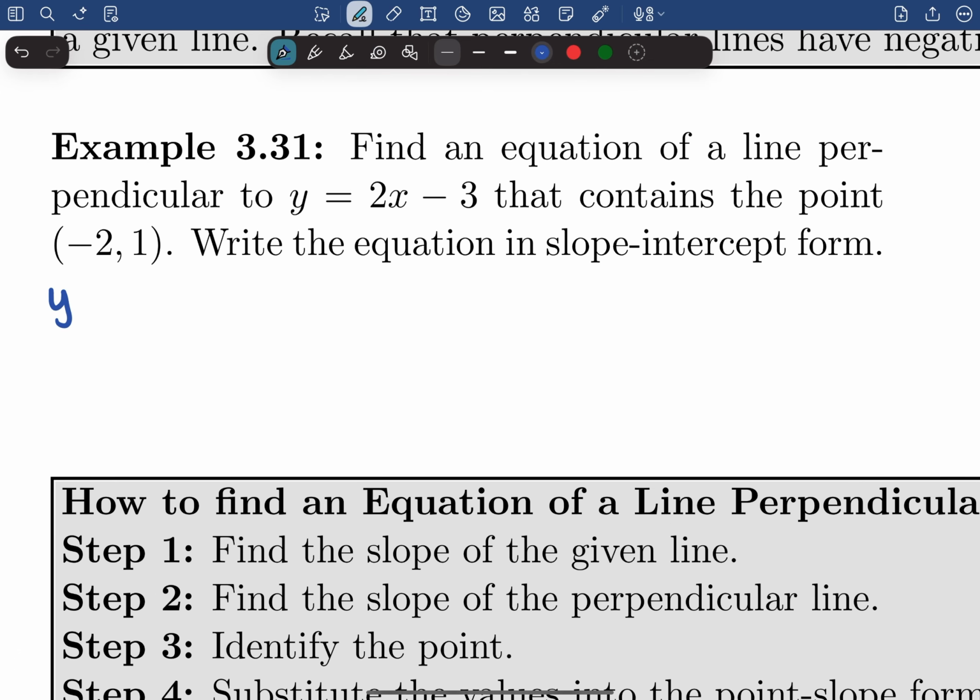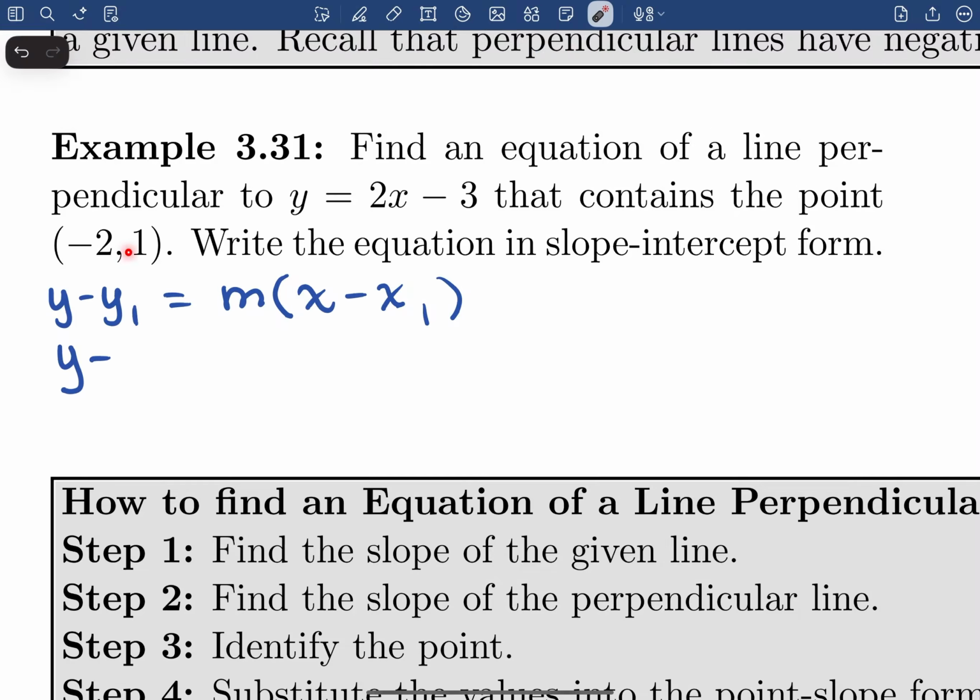We can write point slope form, y minus y1 equals m times x minus x1, like this. And we can plug in the things that we know. So I start with y minus y1, which is 1, equals the slope, m. We need a slope that is the negative reciprocal of this slope, right? Because we need these lines to be perpendicular to each other.